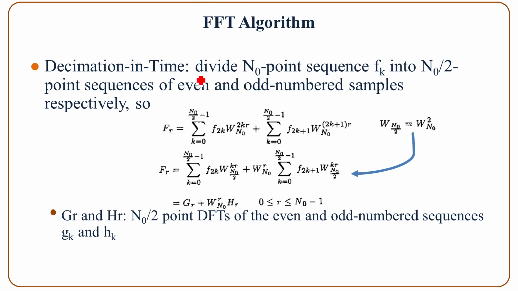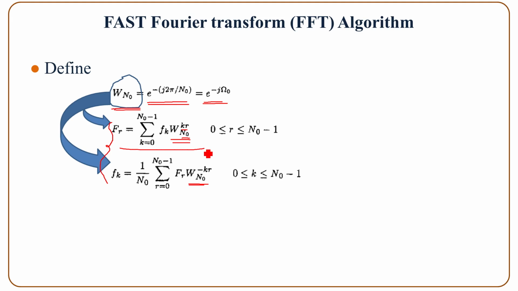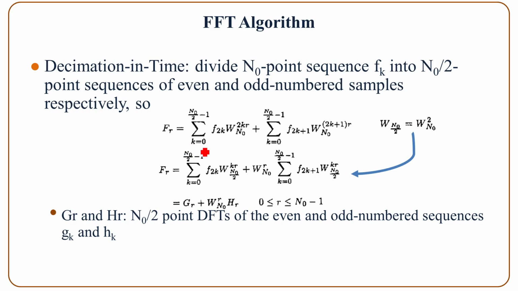And computer algorithms use the fast Fourier algorithm to compute the discrete Fourier transform. So if we split the expression for Fr into two parts, the first part is the N0 divided by 2 point sequence of even samples, and the second is the N0 divided by 2 point sequence of odd numbered samples.